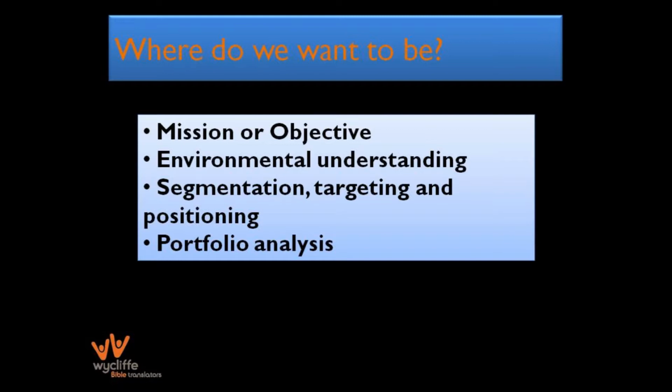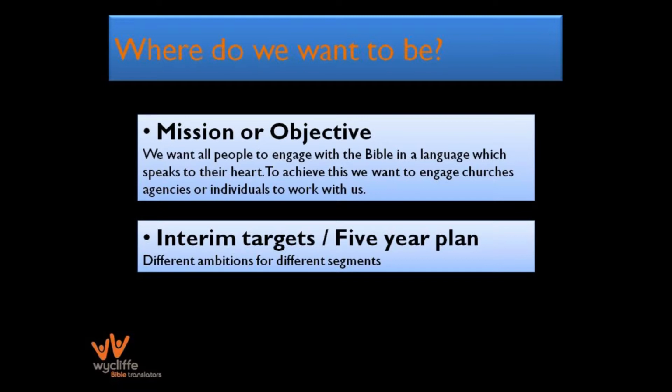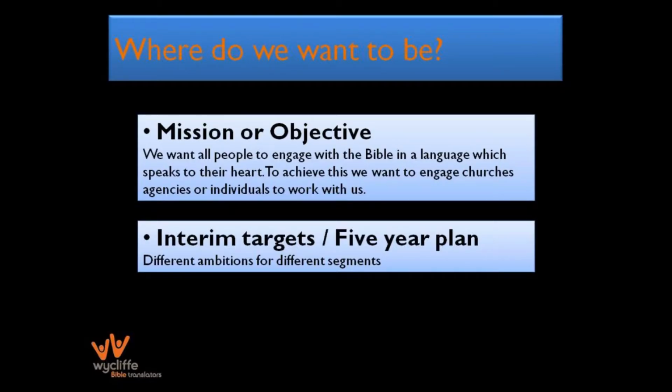And chances are you have a mission or an objective. Not necessarily the Vision 2025 statement, as good as that is, but for you, your specific organisation in your country, where are you going? What is your aim? What is your ambition? It might be something like, we want all people to engage with the Bible in a language which speaks to their heart, and to achieve this we want to engage churches, agencies or individuals to work with us. Now that's a very big and broad top-level statement.